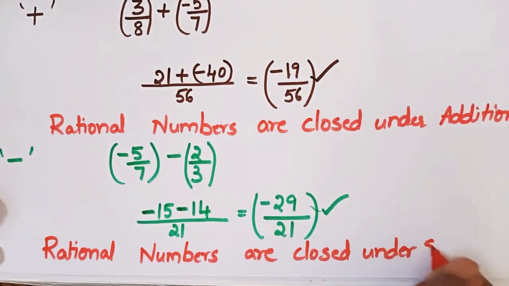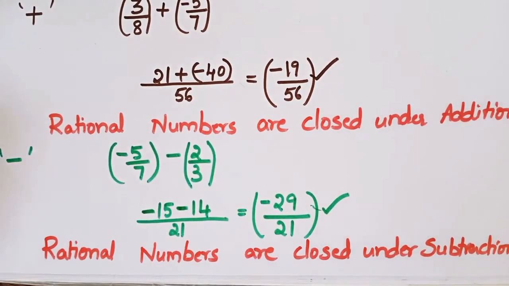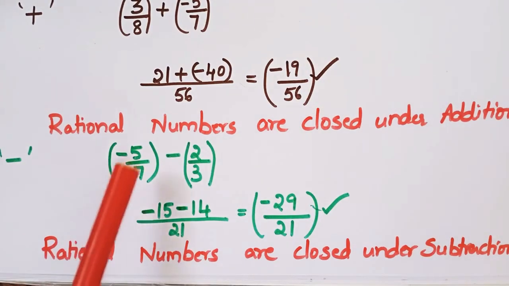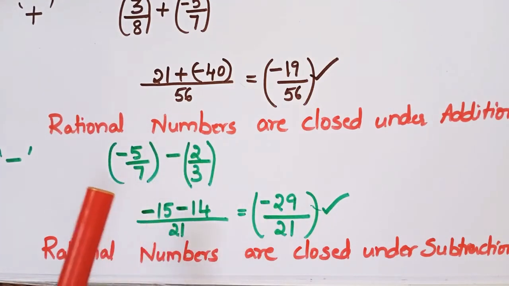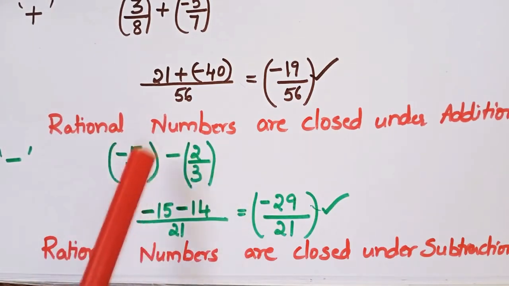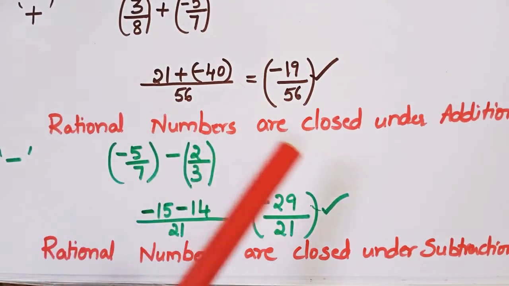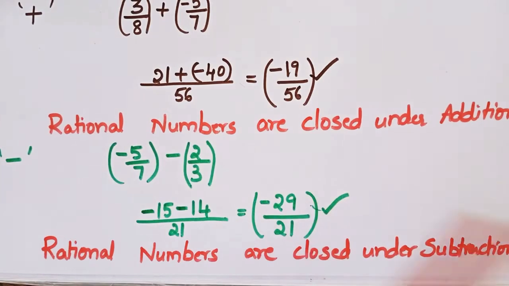Rational numbers are closed under subtraction. But what should you do? At home, you must take various rational numbers, whichever you want. Various rational numbers you take and verify by subtracting them. Okay, you subtract two different rational numbers and you check your answers. If it is another rational number, definitely you can understand that rational numbers are closed under subtraction. Check for various rational numbers at home.